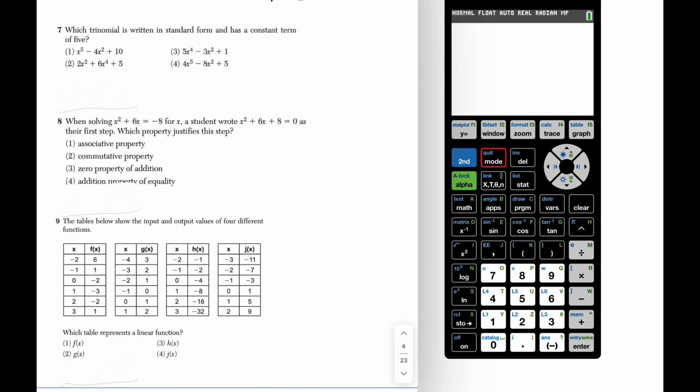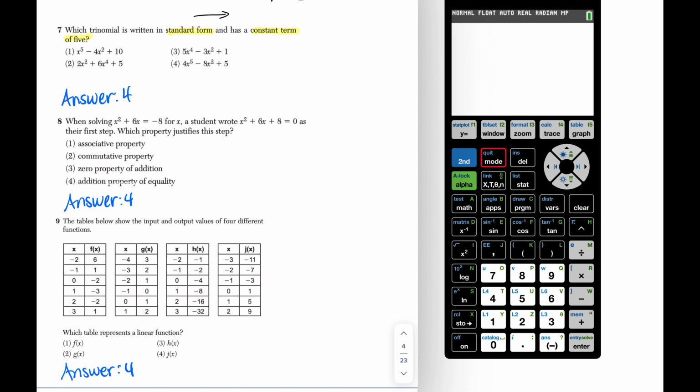Let's look at the answers for 7, 8, and 9. The answers are 4, 4, and 4. Same answers all the way around. We'll start with number 7. Which trinomial is written in standard form and has a constant term of 5? So in standard form means that they're going to descend.